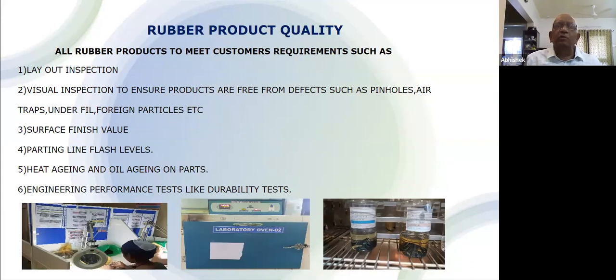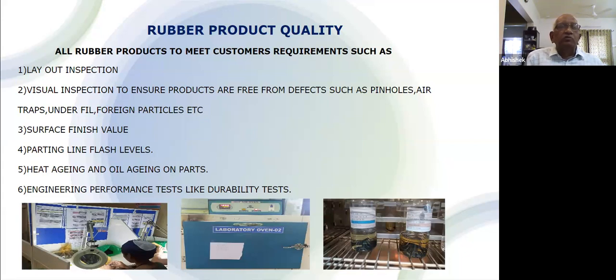Now, once the rubber product is ready, what about the quality? All rubber products must meet customer requirements. As all of you know, meeting customer requirements is very, very important. So the customer generally gives us all the details in his drawing, like we need to do layout inspection, then visual inspection to ensure, as I told you, products should be free from defects, pinholes, scratches, trapped air, under-fill, foreign particles.